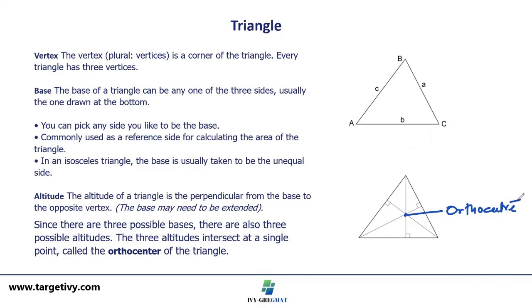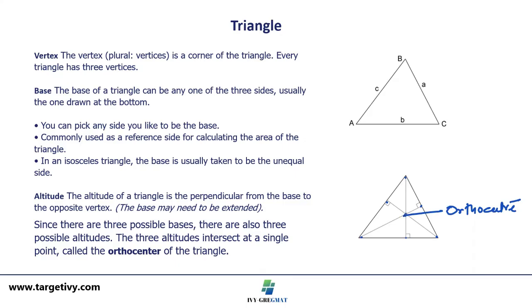Every triangle will have an altitude. From the base, you draw a line till the vertex. From this base till the vertex. From this base till the vertex. They meet at a point called the orthocenter.